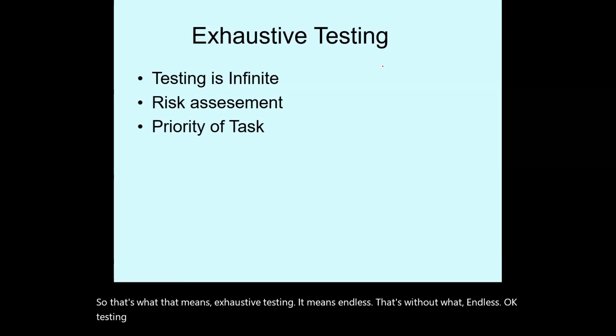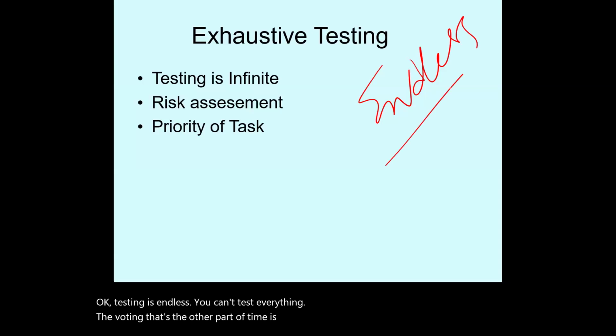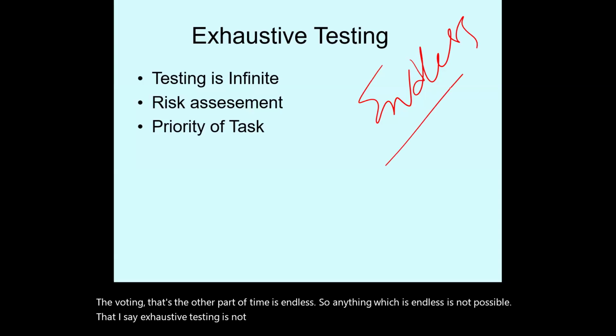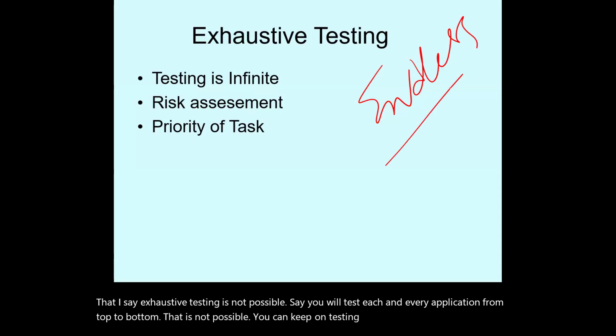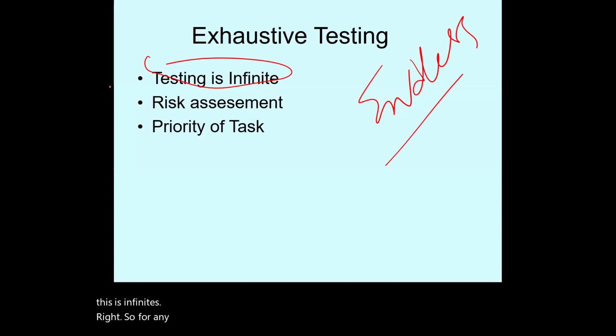Testing is endless. We can't test the whole thing at that particular point in time. It's endless, and anything which is endless is not possible. That's why I say exhaustive testing is not possible. Say you will test each and every application from top to bottom. That is not possible. You can keep on testing it, but it will never end. That means testing is infinite. So for any application, exhaustive testing is not possible.